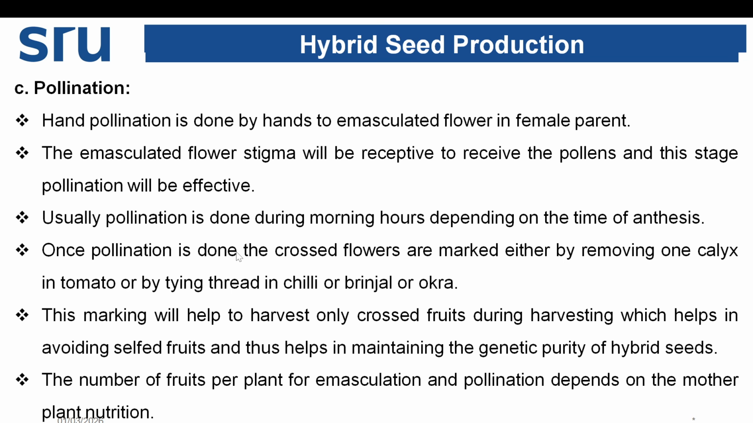Once pollination is done, the crossed flowers are marked either by removing one calyx in tomato or by tying a thread, for example in chili, brinjal, okra. So you need to do marking after crossing. This marking will help to harvest only cross fruits during harvesting, which helps in avoiding the self fruits and thus helps in maintaining the genetic purity of hybrid seeds. The number of fruits per plant for emasculation and pollination depends on the mother plant nutrition.